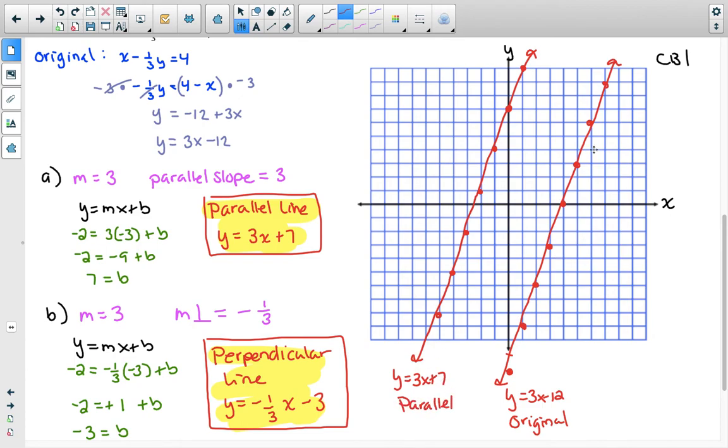Then you can see that these lines will never cross. Then we'll have the perpendicular line. The first coordinate is 0, negative 3. And our slope is negative 1 over 3, so change in y of negative 1, change in x of positive 3. And then we can also go change in y of positive 1, change in x of negative 3. And we'll connect this.